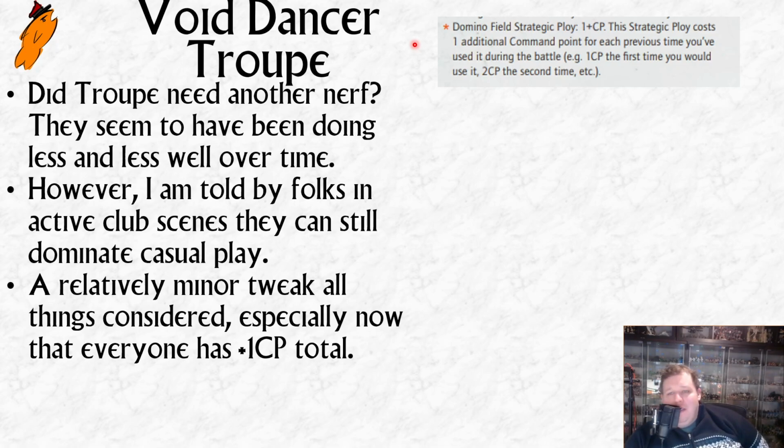I think it's a relatively minor tweak. I don't think it's going to do too much to them, especially in the world where now everyone has an extra CP out the gate anyway. Because you're probably not using this Domino Field in turn 8.3 or turn 8.4 anyway, right? So it just means that your Void Dancer Troop are spending 1 extra CP in the game in turn 8.2 to do their Domino Field, but they're getting an extra CP anyway, and everyone's getting an extra CP, so it is still an effective nerf, but it's very marginal. Fine, right? Fine.